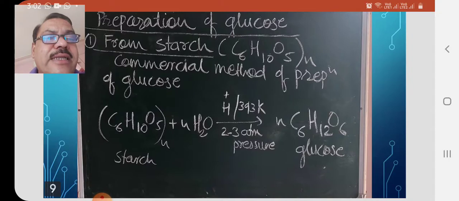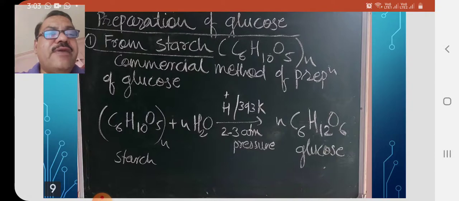So you can see in this reaction no fructose is formed, therefore no need for separation. Therefore a large number of glucose molecules are formed. Therefore this method is used as a commercial method of preparation of glucose. In the next lecture we will see the chemical reactions and physical structure of glucose.